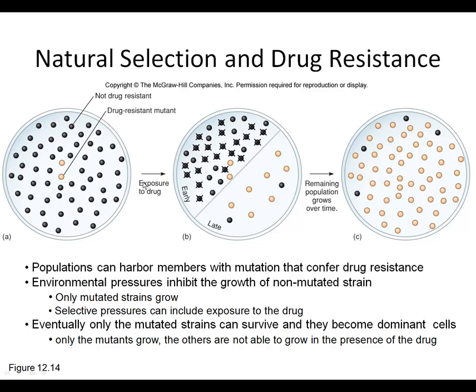So if we come over here and we expose these cells to the drug, which is going to be that environmental or selective pressure, we're going to see that our sensitive strains are dying, and our resistant strains are multiplying. If we continue to allow that population to grow, eventually the mutated ones will outnumber the non-resistant strains, and they will become the dominant strain in the environment, and you will then have a nearly fully drug-resistant strain of bacteria.